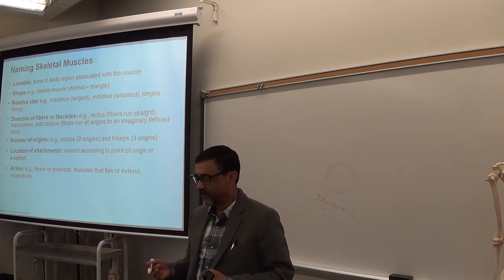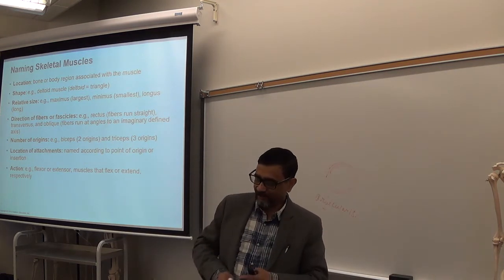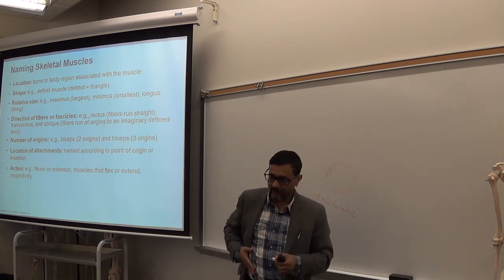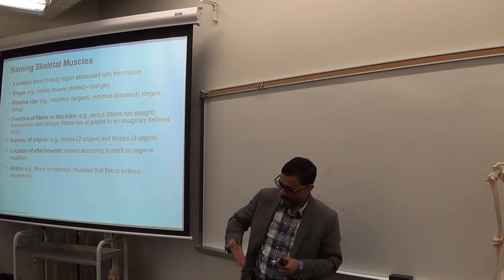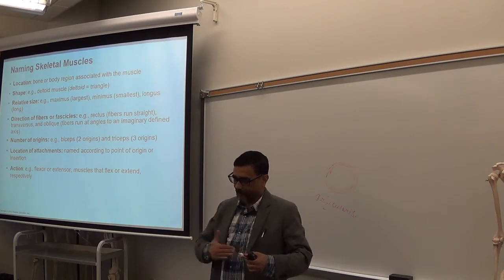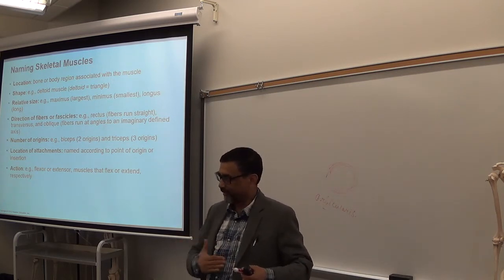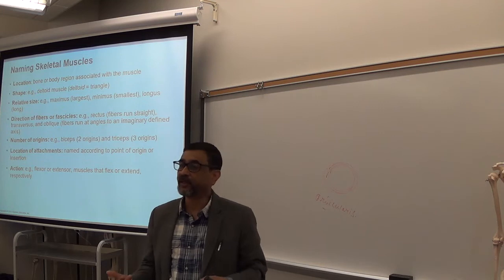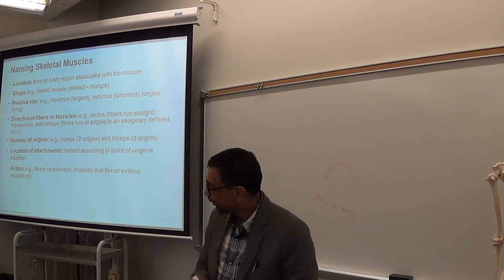Circular means orbicularis. External oblique. There is a muscle here called external oblique. Why? Because the fibers are going like this, oblique. Transversus abdominis, the fibers are going transversely. Make sense? So, based on the direction of fascicles or fibers.